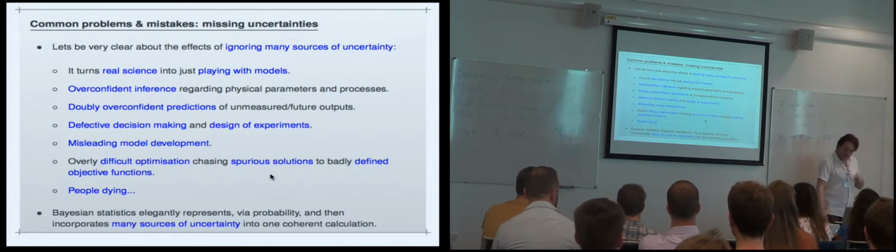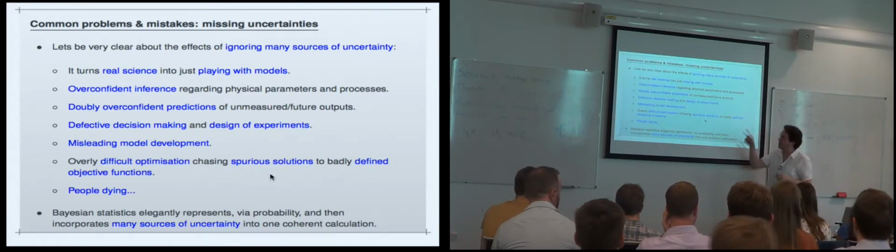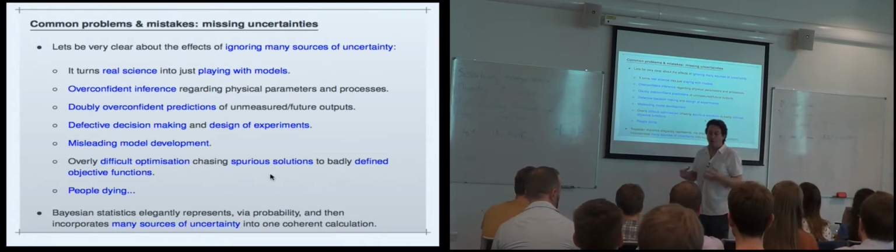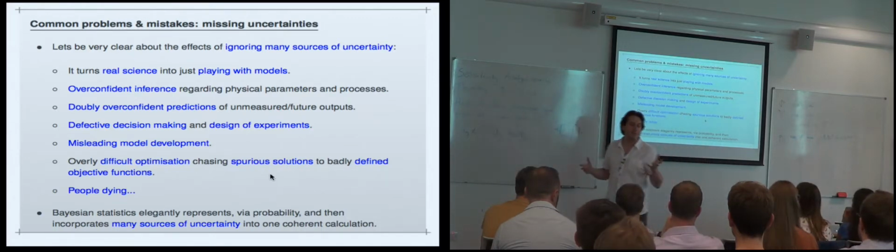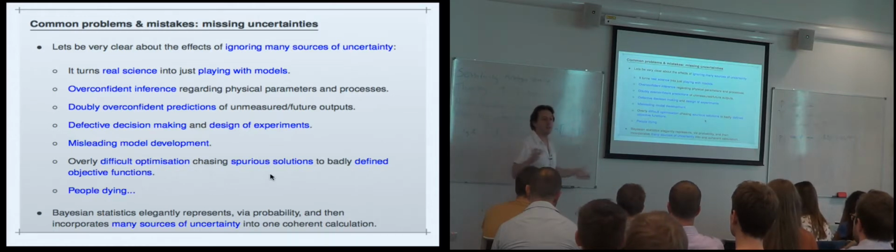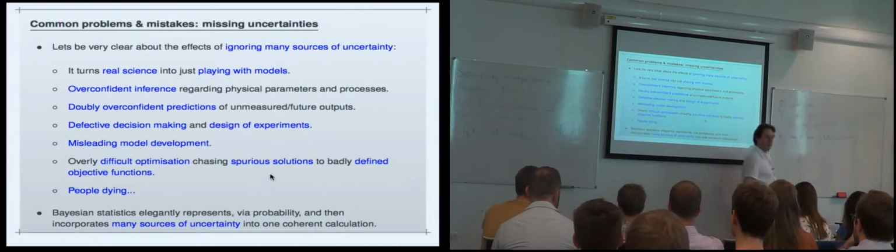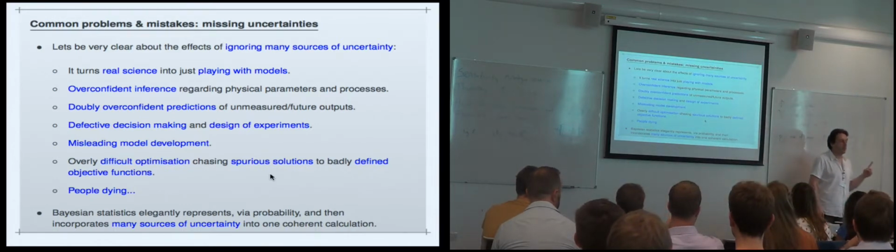Okay, well, Bayesian statistics, what does it actually do? It elegantly represents via probability and then incorporates many sources of uncertainty into one coherent calculation. So any uncertainties that I've listed there and any more you can think of, we have this unified mathematical language of probability that we can incorporate all our uncertainties in and amalgamate them into one quite elegant calculation. Now, there are some calculational headaches, absolutely, but the philosophy behind it is really quite solid. The reasons behind it are really quite solid.